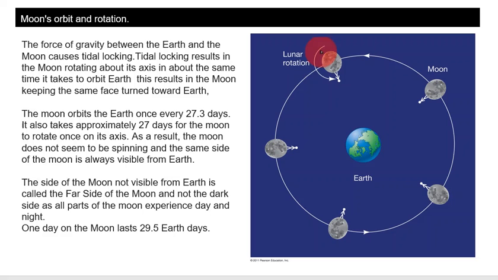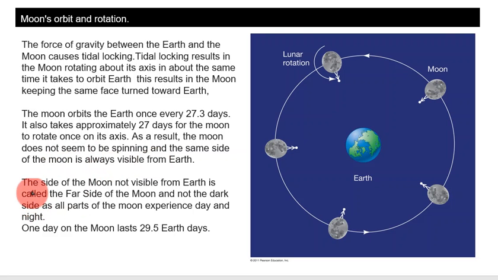Okay, so take the length of time it takes for the Moon to do one full rotation on its own axis. It's about 29.5 days. So the Moon orbits the Earth once every 27.3 days, so it's roughly every 27 days, so roughly every month. It also takes approximately 27 days for the Moon to rotate once on its own axis. As a result, the Moon does not seem to be spinning, and the same side of the Moon is always visible towards the Earth as well.